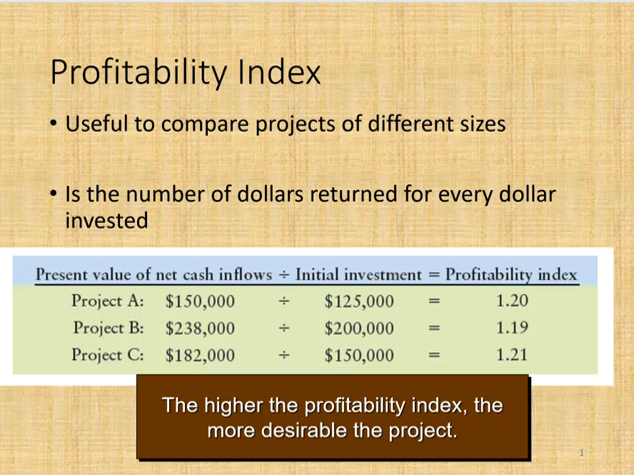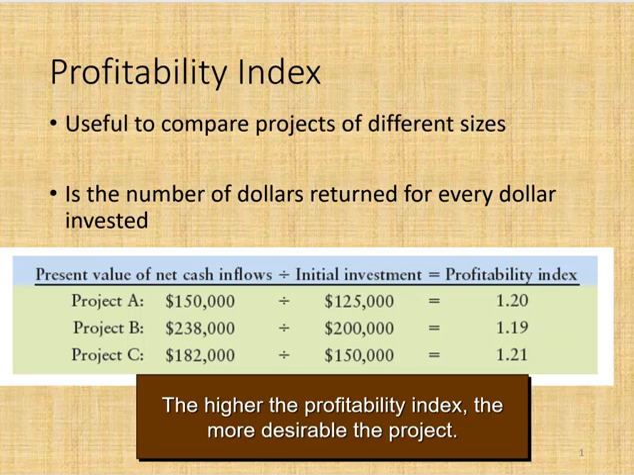It's calculated by dividing the present value of net cash flows by the initial investment, which you can see here. Present value of net cash flows divided by the initial investment gives you a profitability index. And then we can rank our investments based on how high the profitability index is. The higher the profitability index, the more desirable the investment.